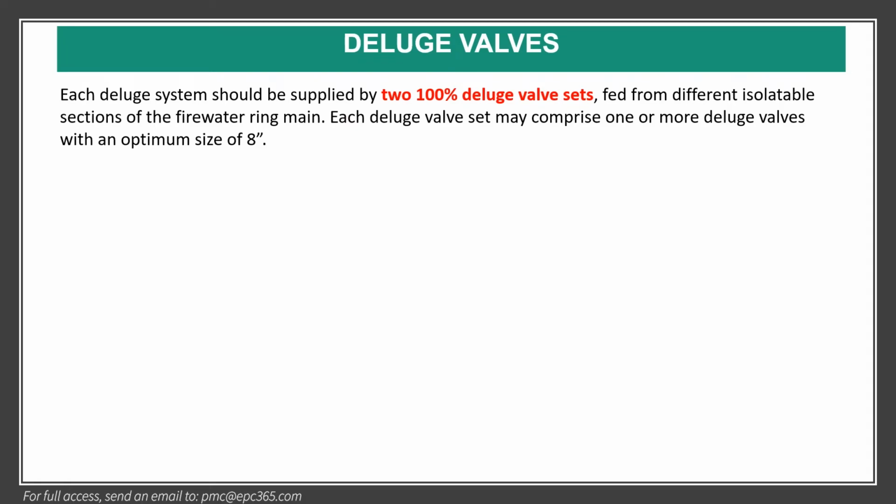Now discussing the deluge valve, normally for the deluge, as I said, we have to have two sets, and remember that the fire water system, according to NFPA, should be 100% available. It is the same for the ring main, fire water pump, and the deluge valves. And for this project, for different branches, it became 8-inch for the valves.